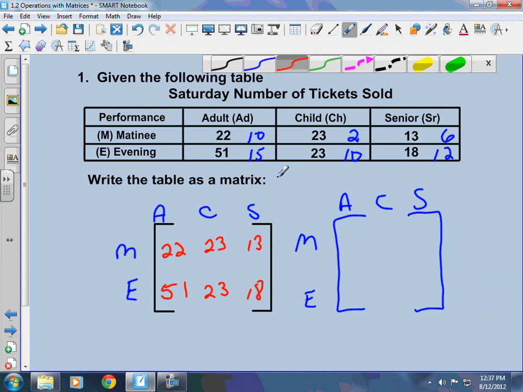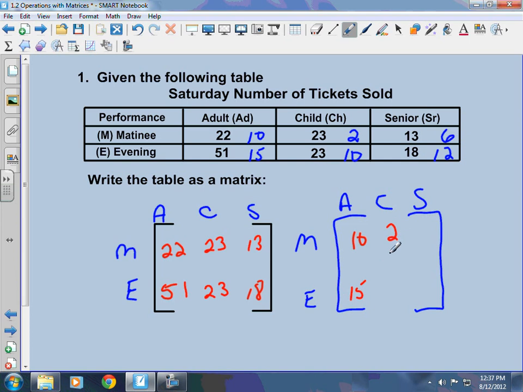At theater B, which is in blue, I had 10 adults show up to the matinee. I had 15 show up to the evening. 2 children showed up at the matinee. 10 children showed up at the evening. 6 seniors showed up at the matinee. 12 seniors showed up at the evening.